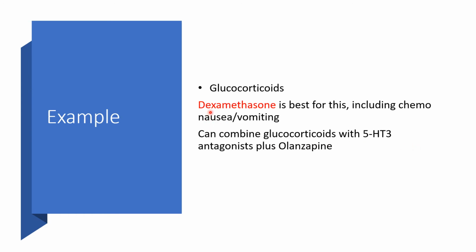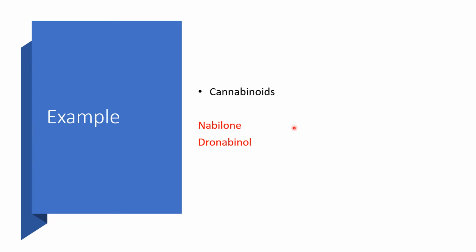If you are not okay, and depending on the situation at hand, you may use glucocorticoids. Here, dexamethasone will be the best, and this will be helpful in chemotherapy-induced nausea and vomiting. You may combine glucocorticoids with 5-hydroxytryptamine antagonists or olanzapine. And if you are still not okay, you can choose from cannabinoids, specifically nabilone or dronabinol.